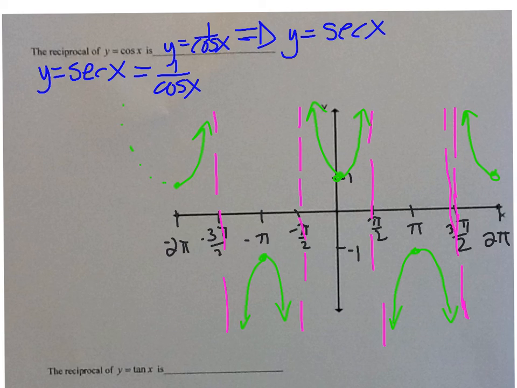So now, if I did the same thing I did before with cosecant, and I take all these vertices here, and I connect them, look what I get. It's actually the cosine curve. Pretty neat, right? All right, so anyway, let's move on to the reciprocal of tangent.